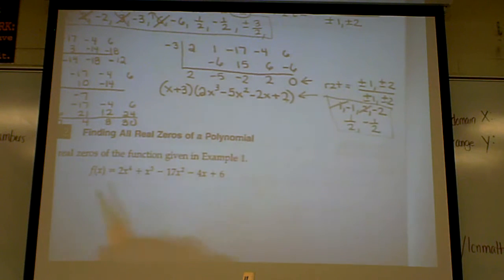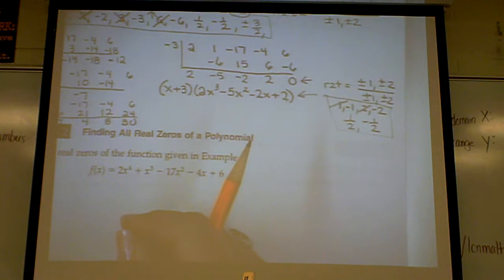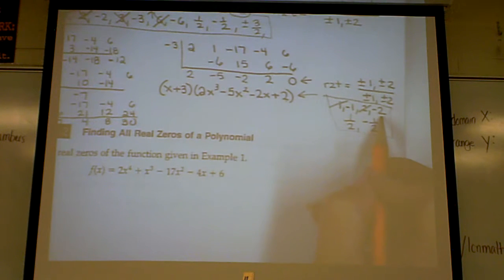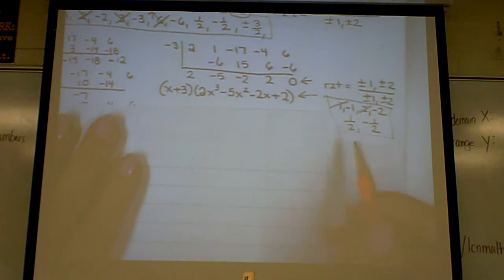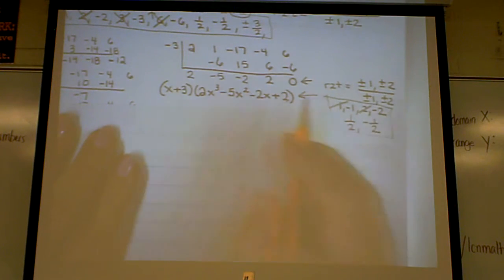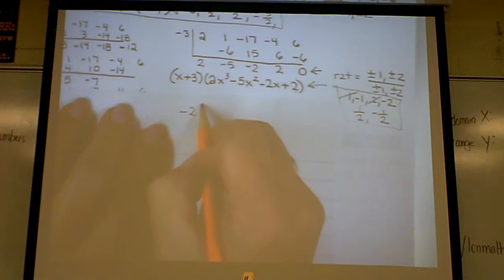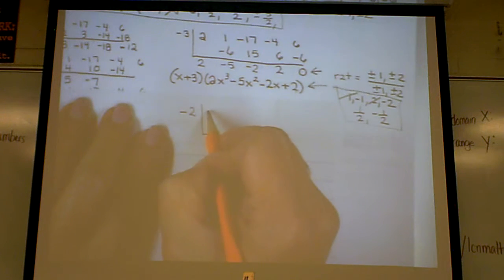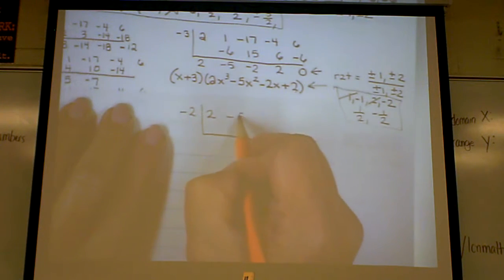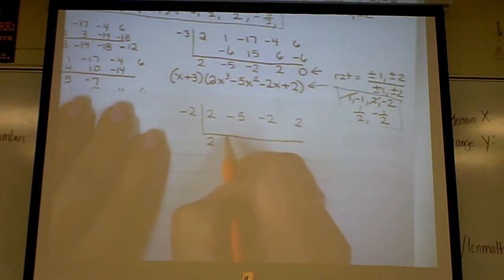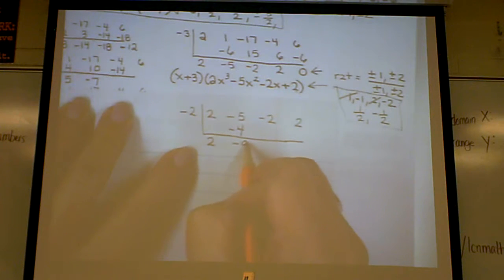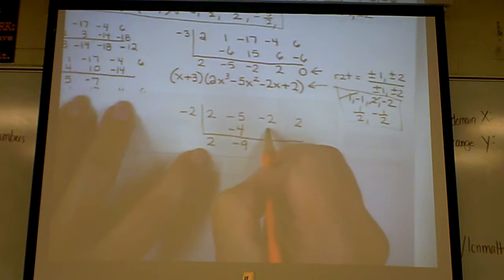So look at the numbers that are left for us to choose from. What do you want to do? You want to try negative 2? Let's try negative 2. So I'm running out of room, so I need paper. So we're going to try, Jordan wants to use negative 2. Now you're going to put a negative 2 out here, and you're gonna put a 2, -5, -2, and 2. Bring down the 2, -4, don't do it, he's already telling us, don't do it. It's too big.